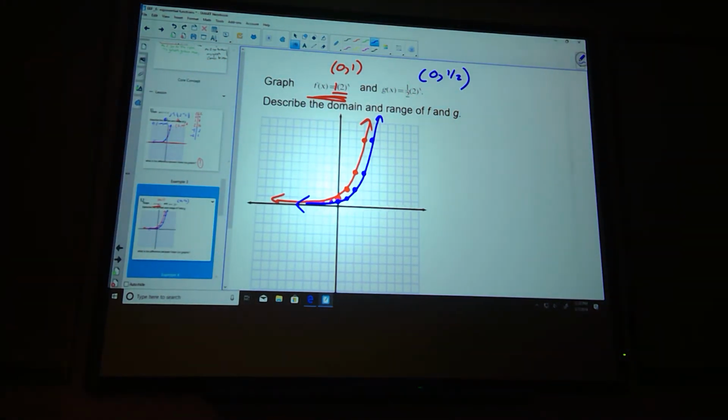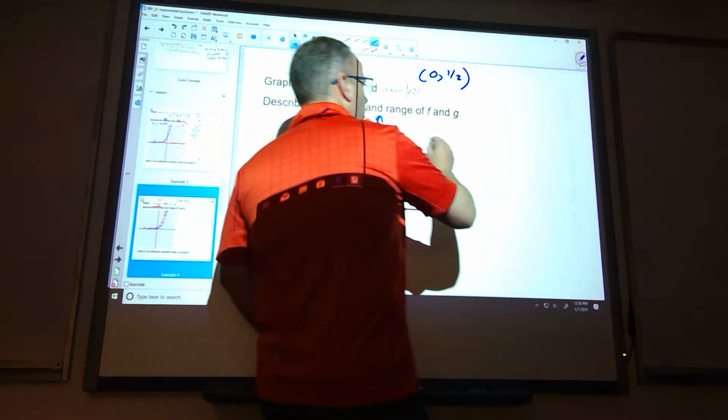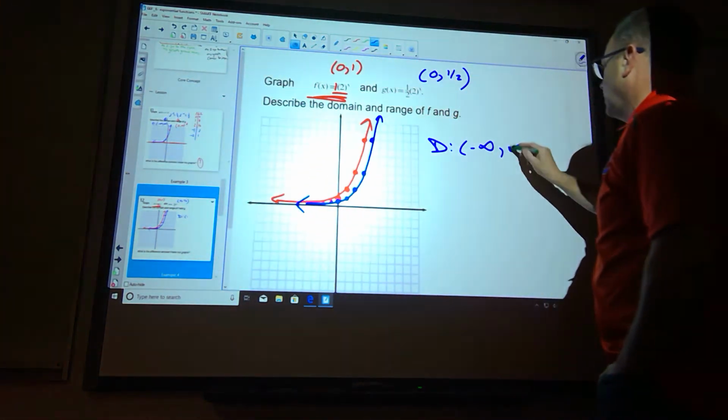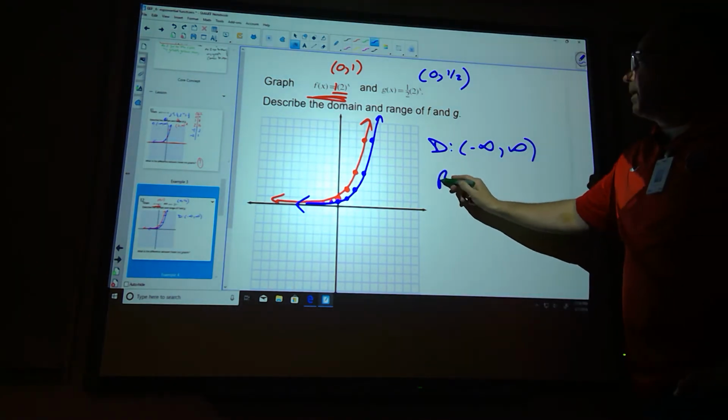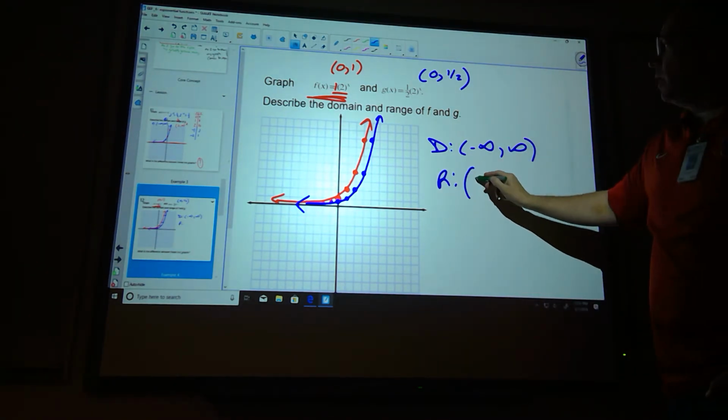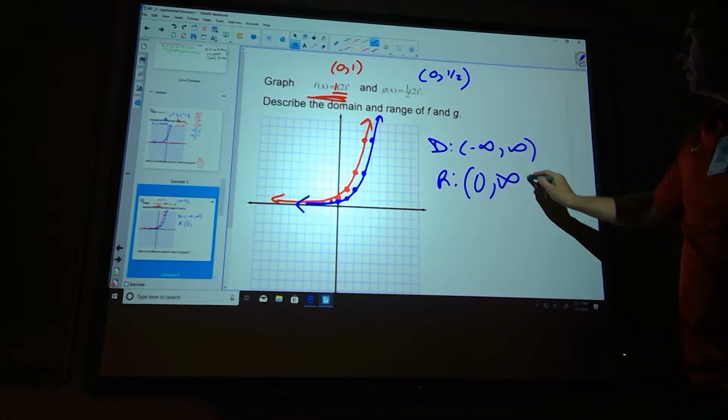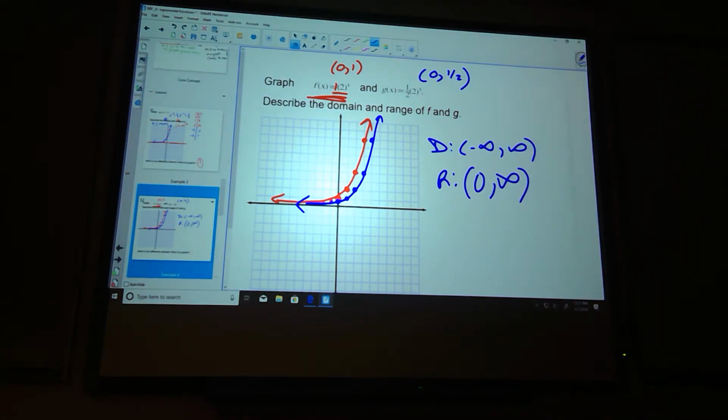So describe the domain and range of both. The domain will be negative to positive infinity on both because I can go forever left and forever right. But my range on both will go from the x-axis 0 to infinity because they're going up. So what does the difference between the two look like? It looks like the blue one's a little wider or maybe shifted. But essentially they're the exact same graph. Let's see if we can move to the next one.